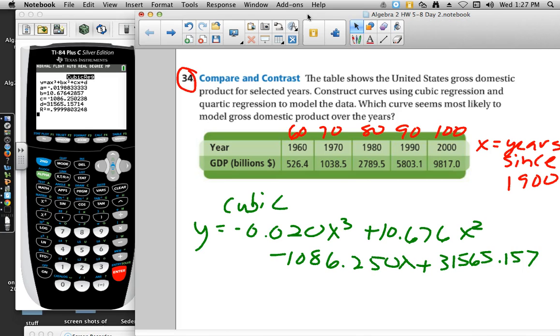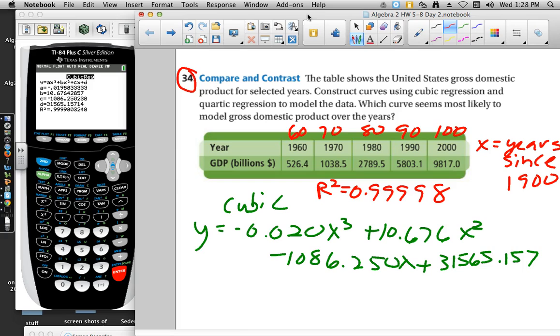And I thought, just for the sake of being able to see it, they did ask us which of these curves most likely models gross domestic product. But let's look at that r value first before I leave this window. We have an r squared value of 0.99998. So that is awfully close to 1, awfully close. So it might not be a bad model.